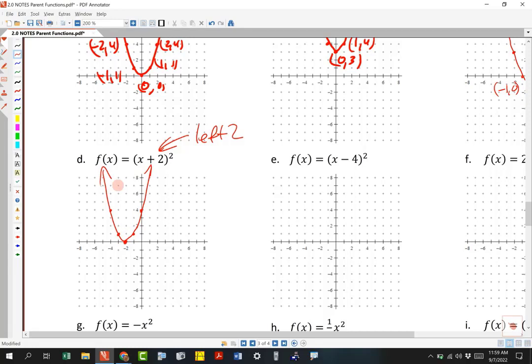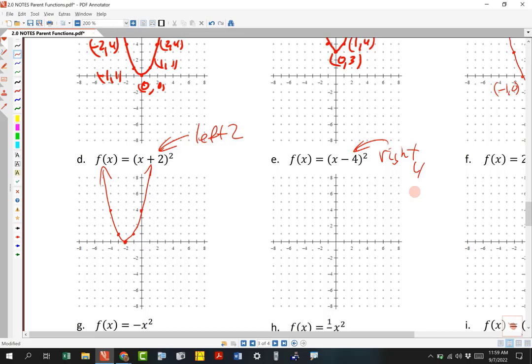We good? Okay. Jack, what does this one do? Moves it right 4. Right 4. Okay. Yeah. Why don't we square this?